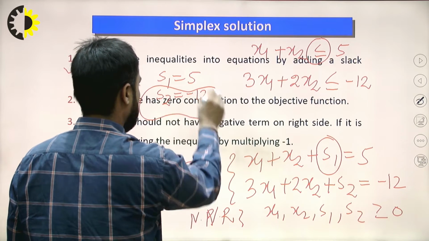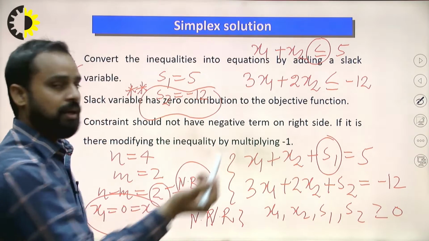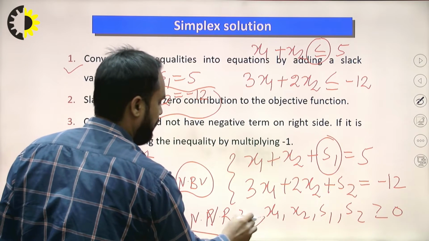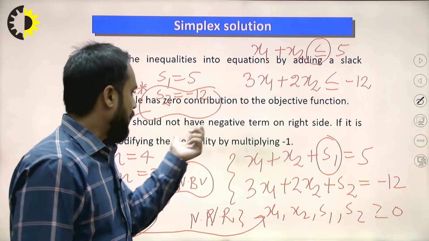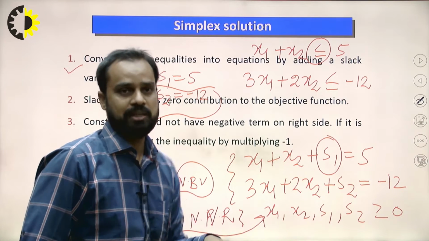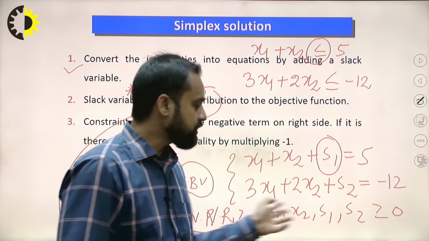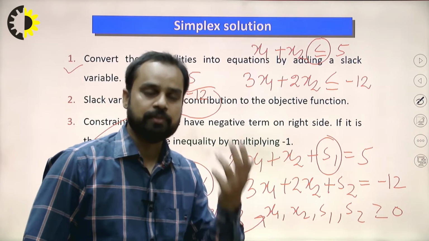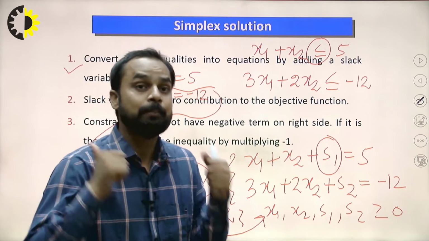Now keep in mind, you can observe this value. As soon as we get s2 is equal to minus 12, that indicates it violates the non-negativity restriction, because the non-negativity restriction says all variables must be greater than or equal to 0. If not satisfied, it means that solution is not a feasible solution. If we are not getting the basic feasible solution, we cannot tabulate it, and we are unable to solve with the help of the simplex algorithm.